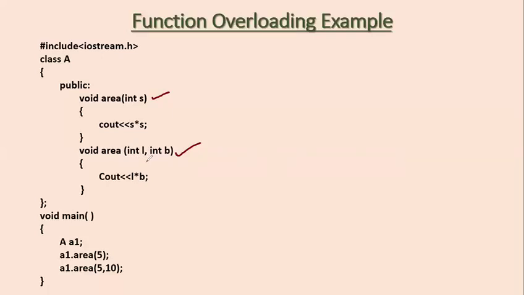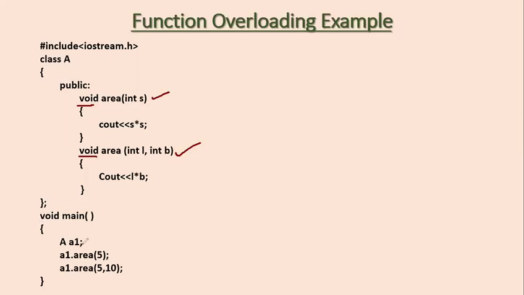So since the function name is the same, there is still a difference depending on the number of arguments. In case the number of arguments is the same, then you have to keep their data types different. If the number of arguments and their data types are also the same, then we have to keep the return type different. So these three things we have to follow when we use function overloading. Now here in class A, two member functions are there having the same name, area and area.